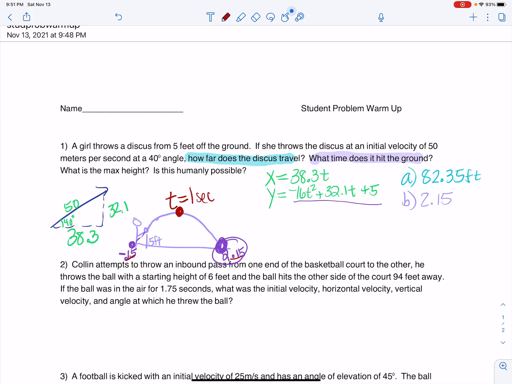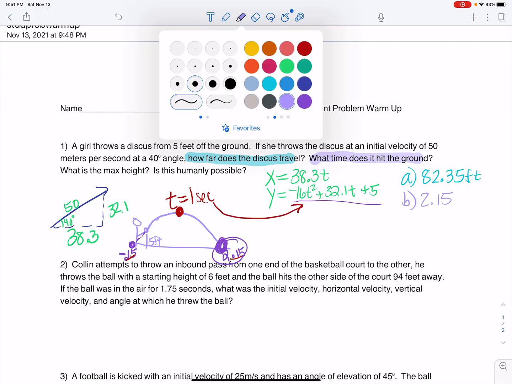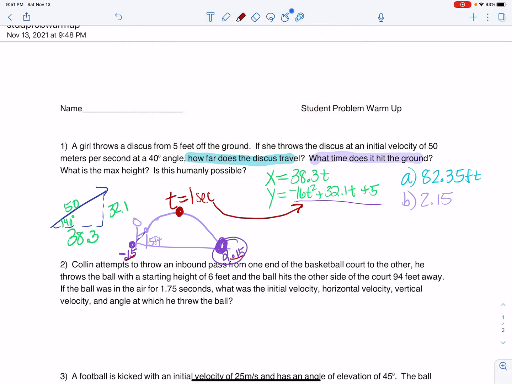Okay, that is not a height. That is a time. So I'm going to take that and plug it into here to answer the question, what is the max height? So I'm going to do a negative 16 times 1 squared. I don't really need the 1, I guess, plus 32.1 times 1 plus 5. And my max height is 21.1 feet. And is this humanly possible?